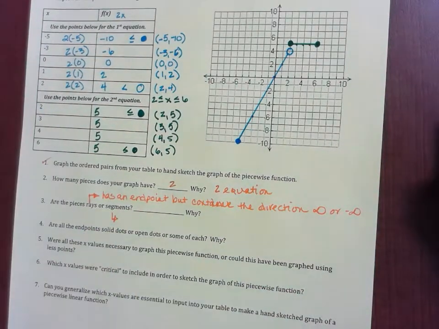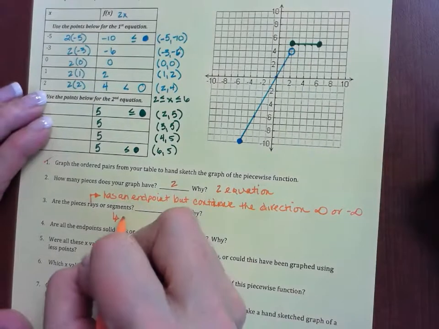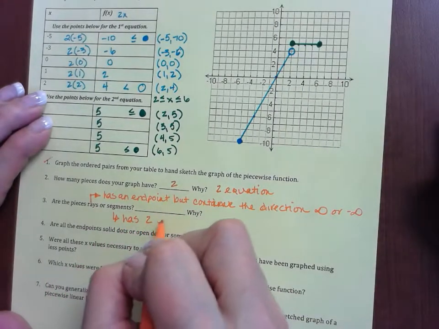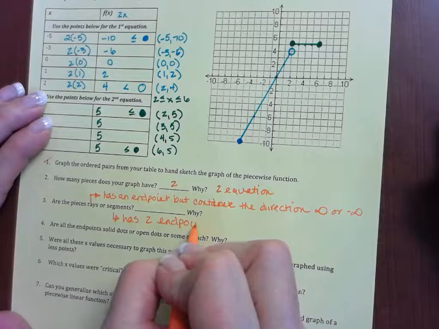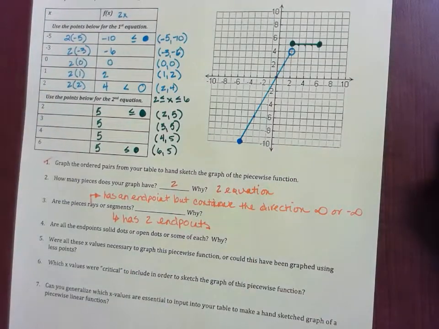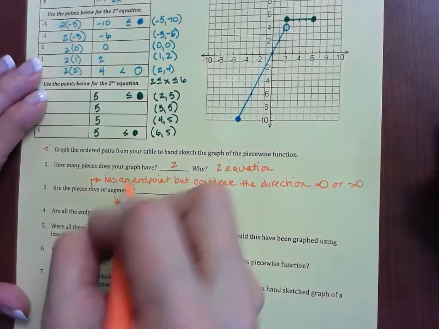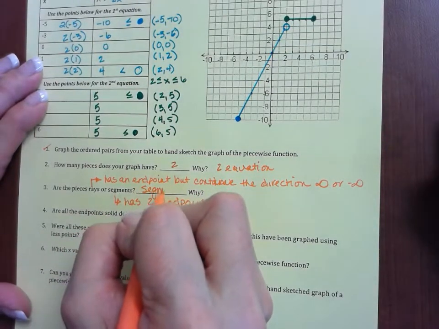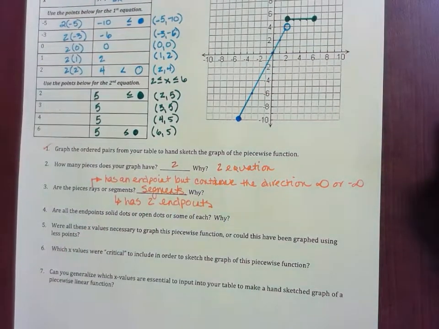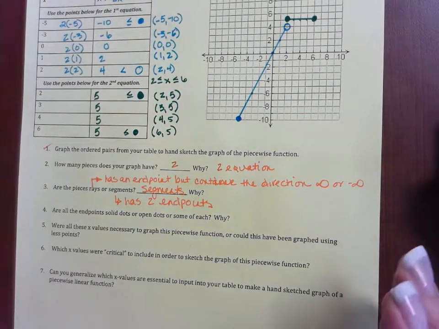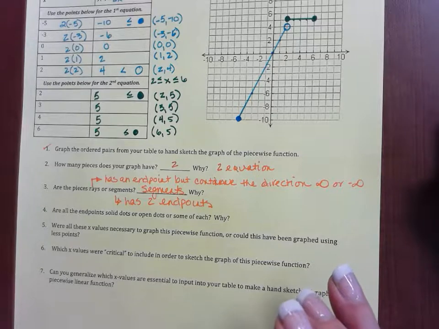So then what's a segment? Has 2 endpoints. Perfect. Okay? So are these segments or rays? Yeah, they're segments. Okay, so how could I tell just by looking at my domain if I'm going to get a segment or a ray?